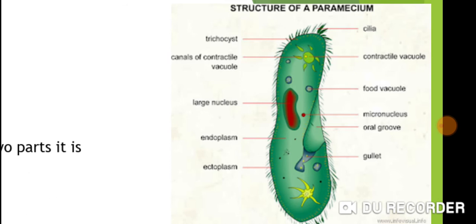It is a unicellular organism having cilia, hair-like structures, on its outer side. It has an endoplasm, that is the inner part, and ectoplasm, that is the outer part. It has contractile vacuoles, food vacuoles, a groove inside it and a gullet, and it has trichocysts in it. It is light greenish in color, and it is a unicellular organism.